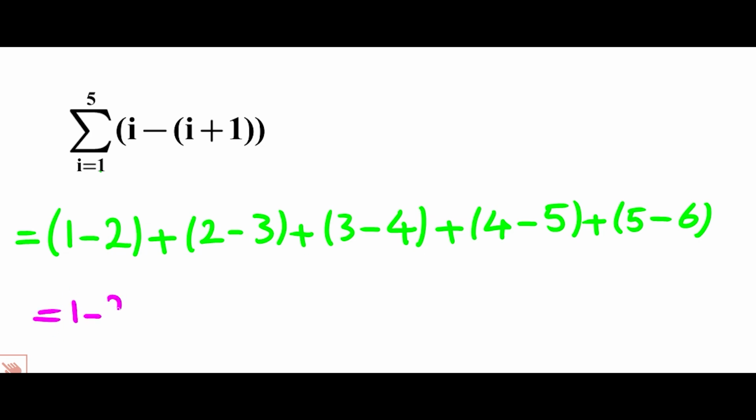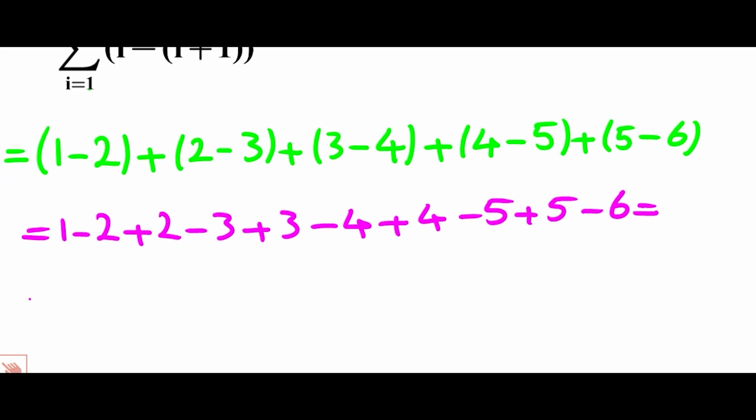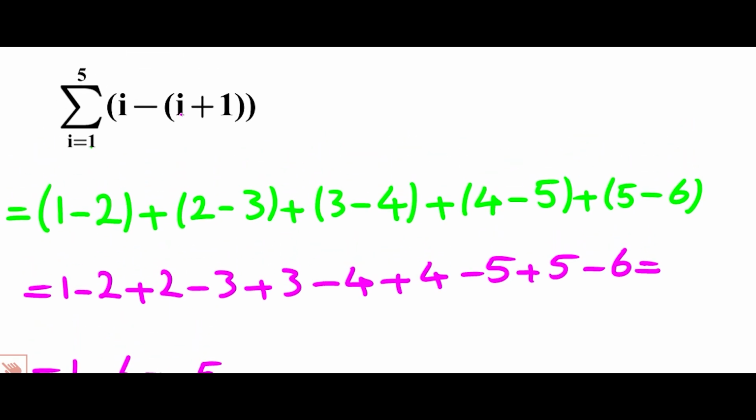Now simplify each term. We have 1 minus 2 plus 2 minus 3 plus 3 minus 4 plus 4 minus 5 plus 5 minus 6. So most middle terms cancel. So we have 1 minus 6, which is negative 5.